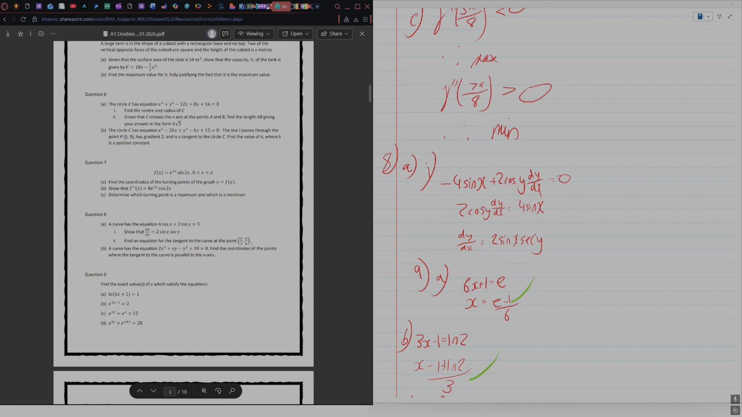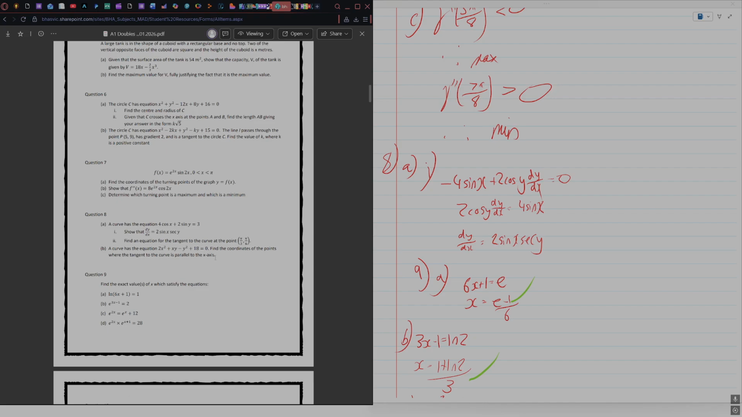Next, I just didn't do that part. I'm sorry. All you have to do there is just substitute pi over 3 in, and then use that as your gradient. You do y equals mx plus c, and that's your answer. Sorry, I don't know why I just didn't do that question.